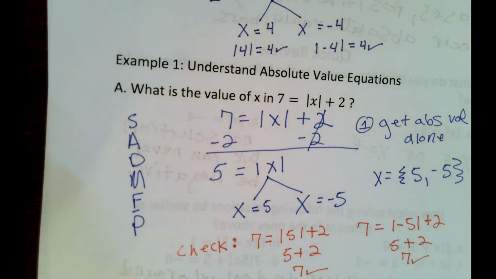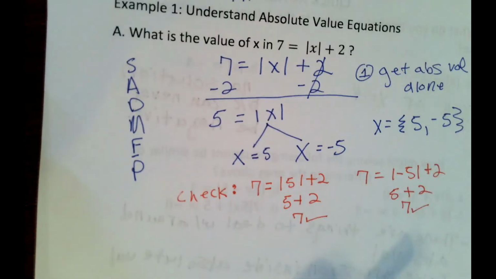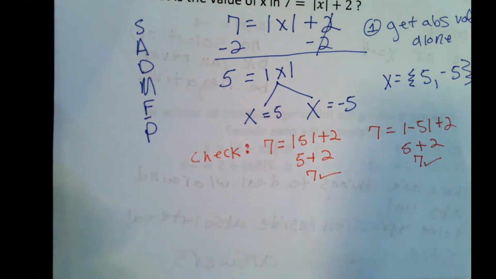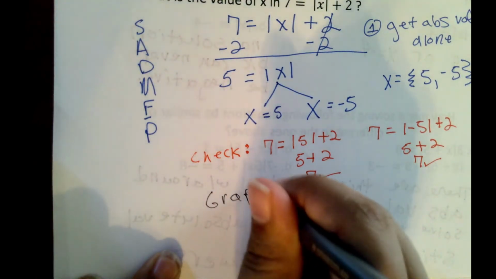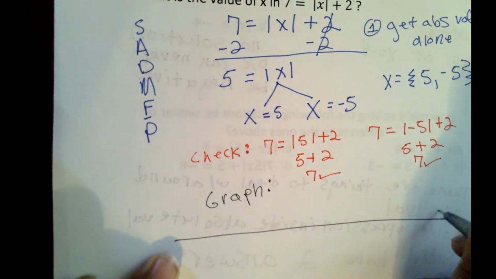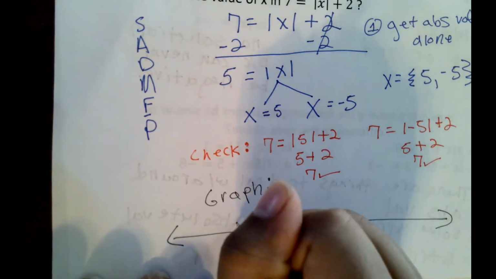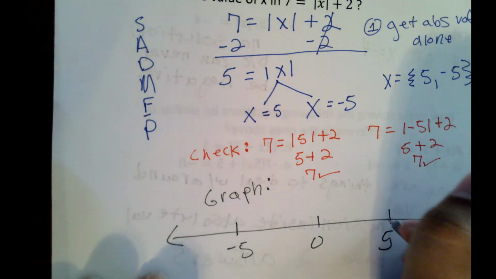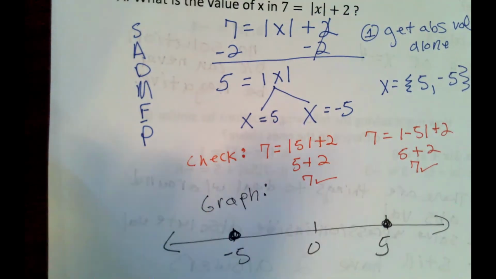And last but certainly not least, when graphing with absolute value, it's mainly going to come about when we're talking about the inequalities. But you may be asked to graph the answer, and I'm only going to do one on here for an equation. If you are, it's very simple. Our answer was 5 and negative 5. So put 2 dots at 5 and negative 5, and you have answered your equation. So if you're ever asked to graph an absolute value equation, just put the dots where your answers are on the number line.